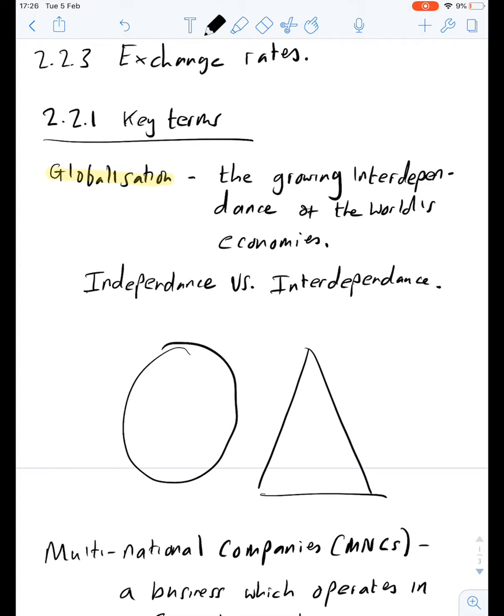So let's try and understand the difference between independence and interdependence. Just have a look. It's independence versus interdependence. Independence just means that an economy can function and survive on their own. They may choose not to receive help and support from other countries around the world, whereas interdependence means that countries are depending on other countries.